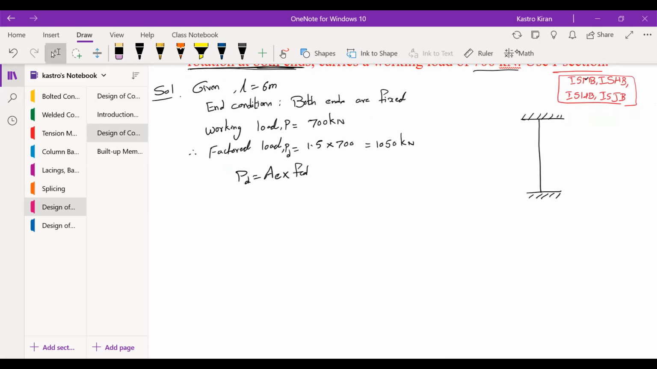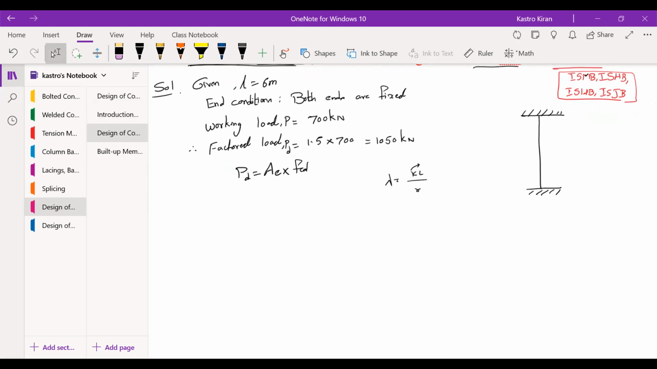Before finding the AE and FCD values, let's find the value of K. You know the slenderness ratio equals KL by r, right? So you need to know the value of K. Now, how will you find the value of K? From table 11 of IS 800 2007. Okay, from table 11 of IS 800 2007.